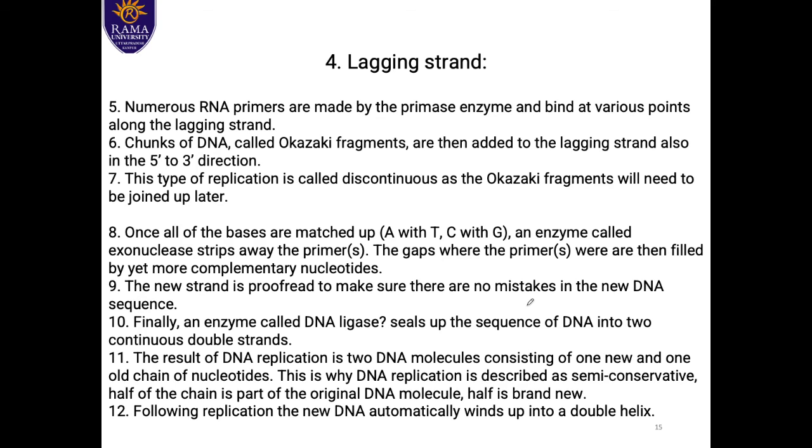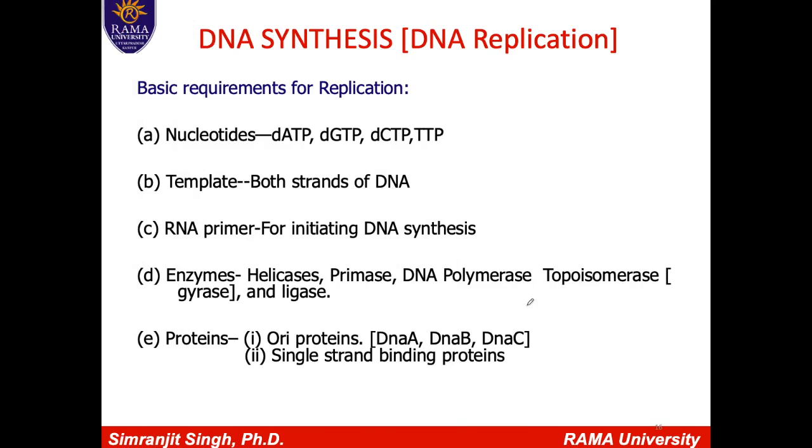Further, the new strands will be proofread to make sure no mistakes are made. Finally, the enzyme DNA ligase will join the fragments, and the result of DNA replication is two DNA molecules, each consisting of one new and one old chain of nucleotides. Following the replication, the new DNA automatically winds up into the double helix. So these are the molecules that we require: nucleotides, templates, RNA primers, and enzymes like helicase, primase, DNA polymerase, topoisomerase, ligase, and single-stranded binding proteins, and so on.